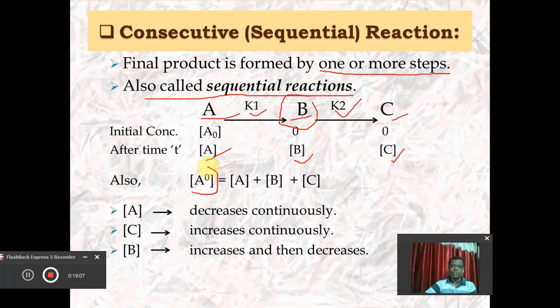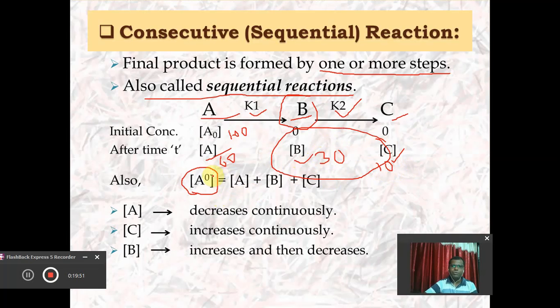Therefore the total concentration of reactant at any time will be the concentration of A plus the concentration of B plus the concentration of C. It means that suppose it is initially 100%, and after some time it becomes 60. It means that out of 100, 60 remains unreacted, and the other 40% gets converted to B and C. It may be possible that B is 10 and C is 30, or B is 20 and C is 20, or B is 30 and C is 10, but the sum of these two will be 40.